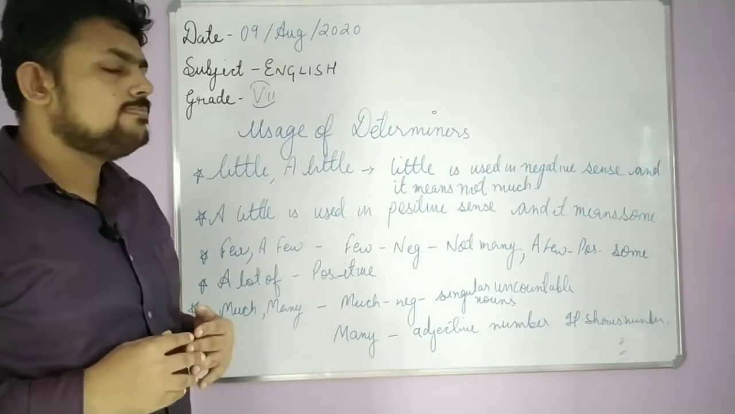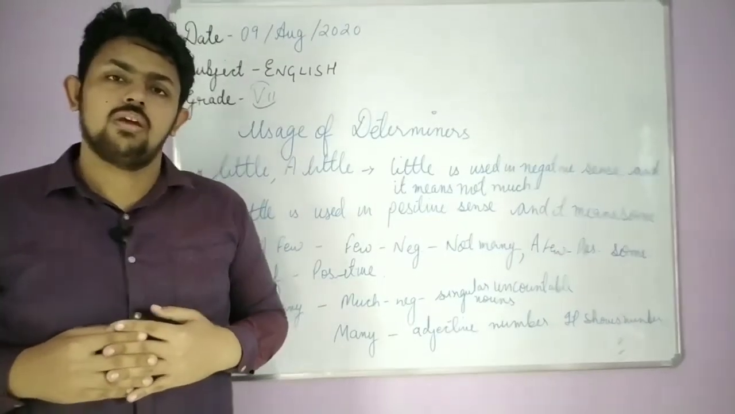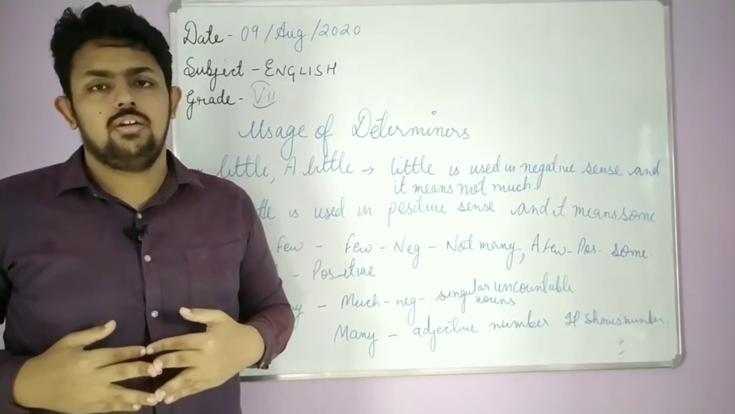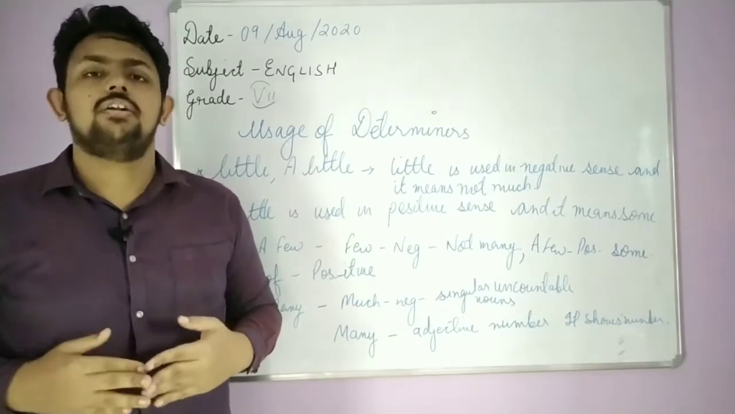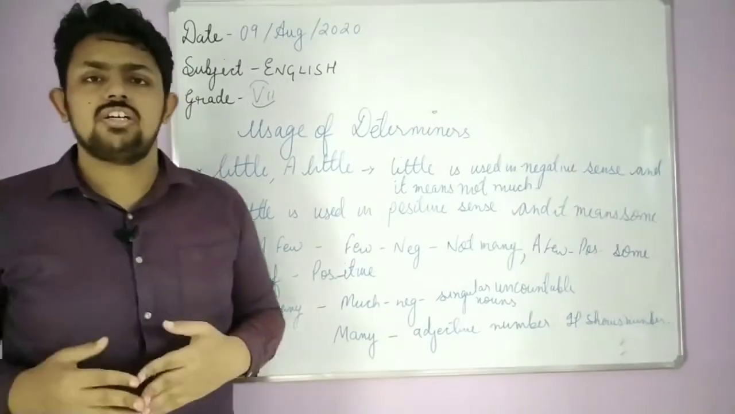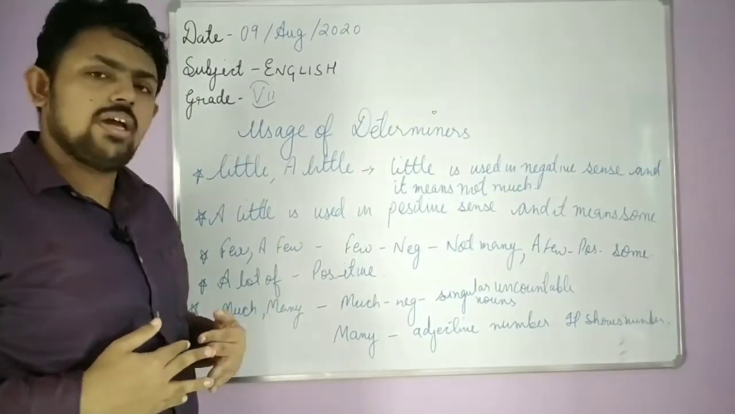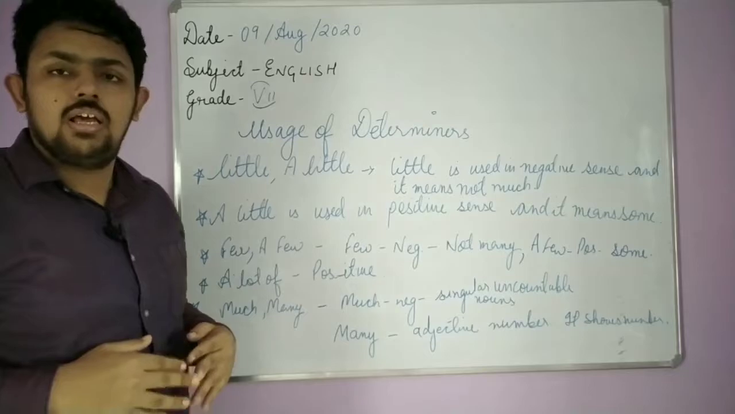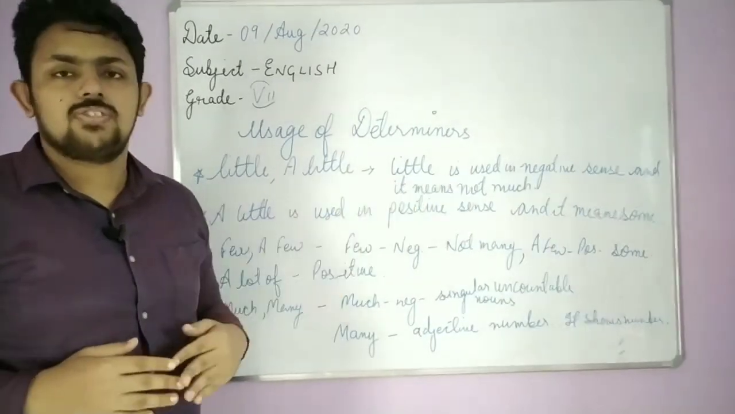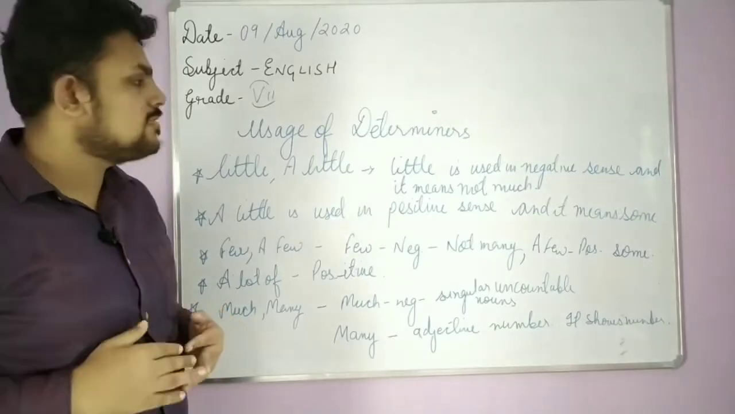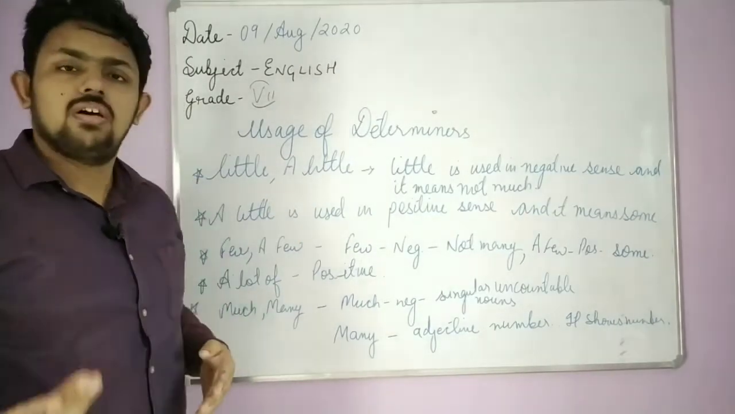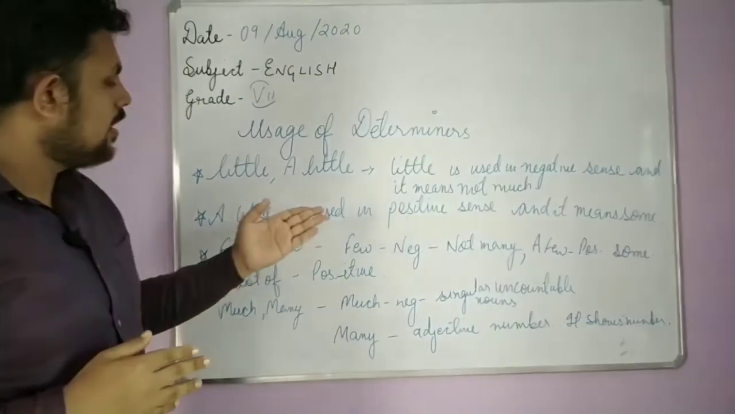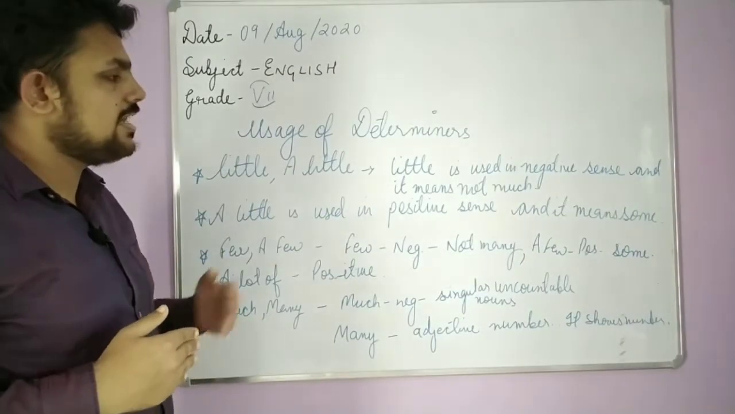Okay, for example, there is little chance of rain. So not much chance is there that rain could come. Now we have a little. So a little is used in positive sense. The first one, little, is used in negative sense, and it means not much. There is little chance of rain. And here we have a little, which is used in positive sense, and it means some.